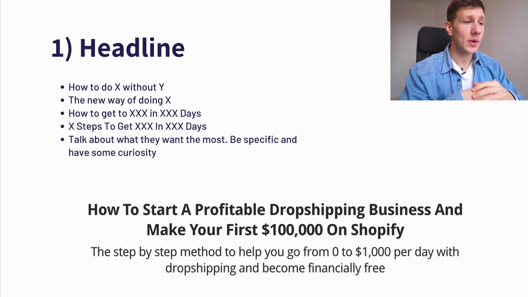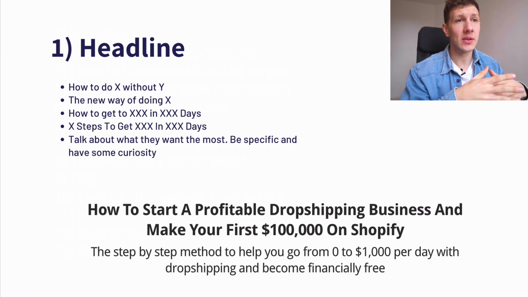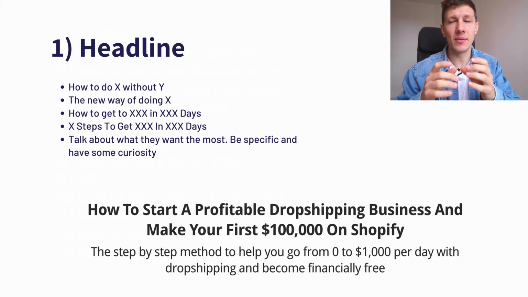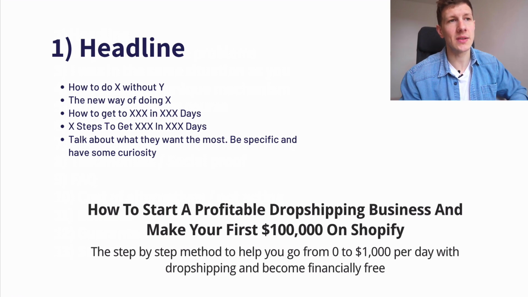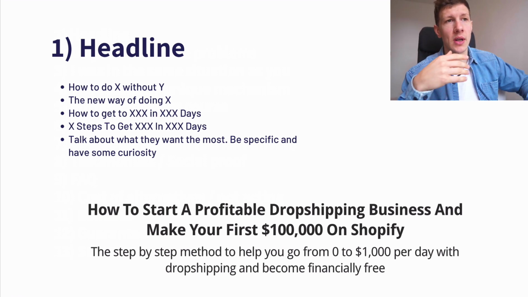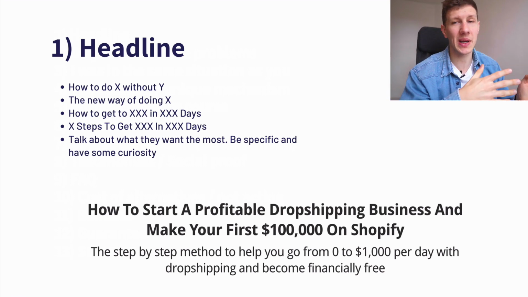Another straightforward one is how to get to XXX in X amount of days. So for example, how to get to a six-figure business within the next 90 days, how to get a six-pack in 90 days, or how to get some result and be specific on the time that it will take them. And usually the time frame that you promise is how long your course lasts. For example, if it's a 7 weeks course, it could be how to get a six-pack in 49 days.